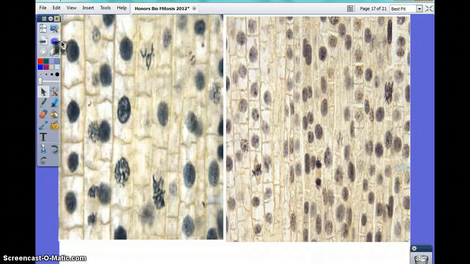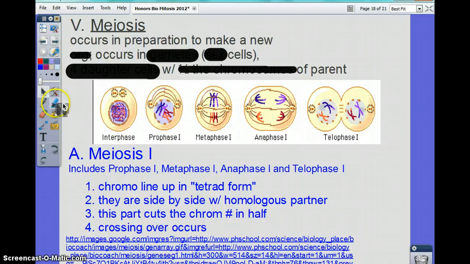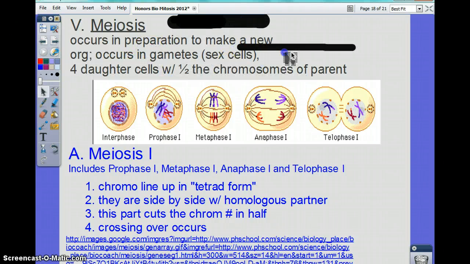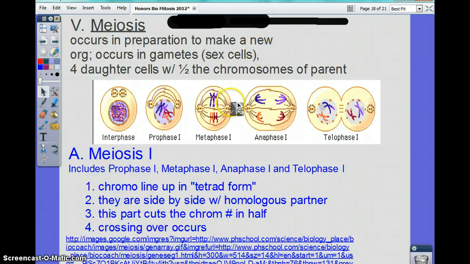Meiosis will also begin with interphase, and as I mentioned before, it is where the gamete cells, or sex cells, prepare to make a new organism by creating four daughter cells with only half the number of chromosomes. Meiosis has two parts. So interphase will occur, which consists of G1, S, G2, the longest part of the cycle. This would be a gamete cell or a sex cell.